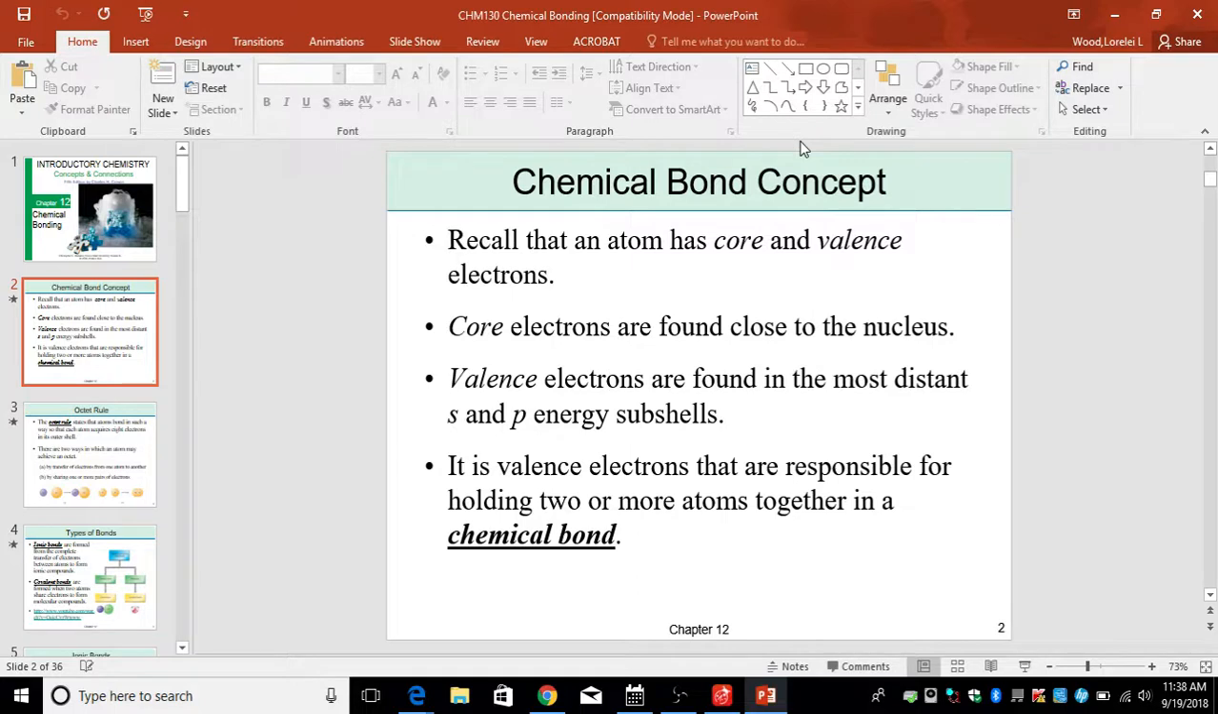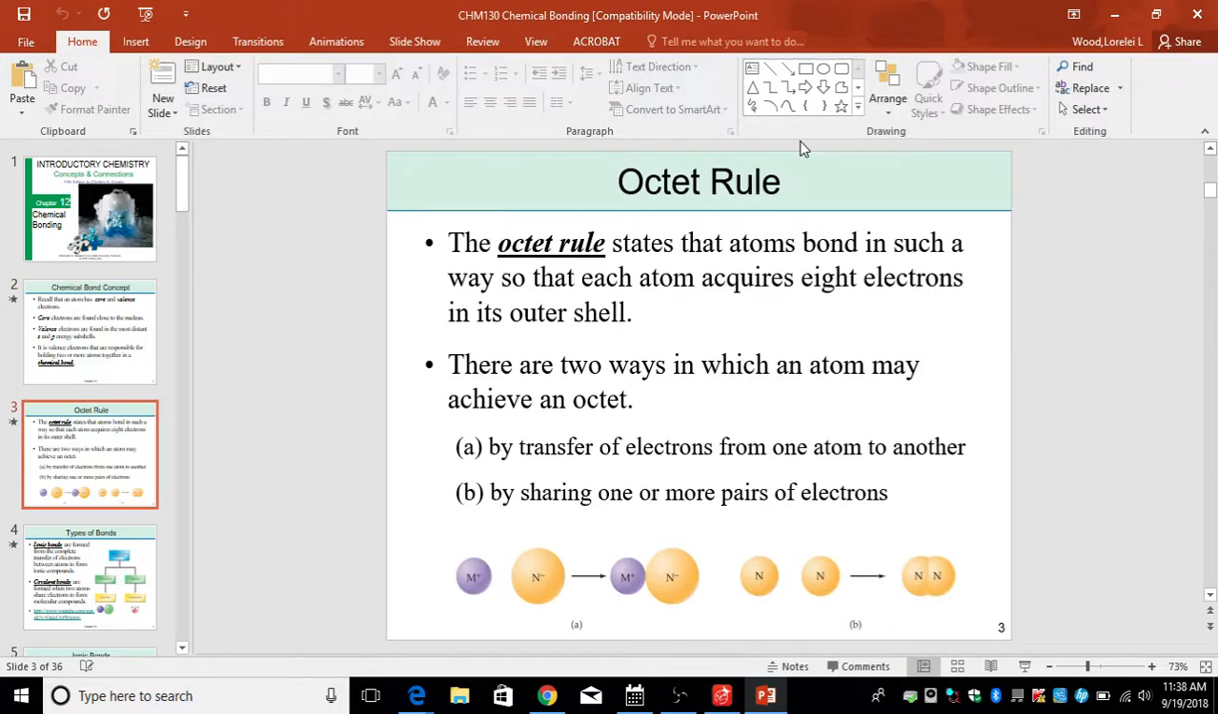Valence electrons are on the outside, generally in the s and p subshells, and the valence electrons are the ones we care about. That's why we talked about the charge and how many valence electrons last week, because remember that's where the action is going on. Electrons are either being donated and accepted, moving back and forth between atoms, or they can be shared between atoms.